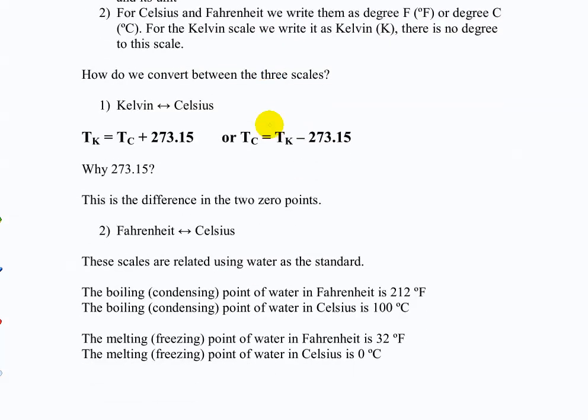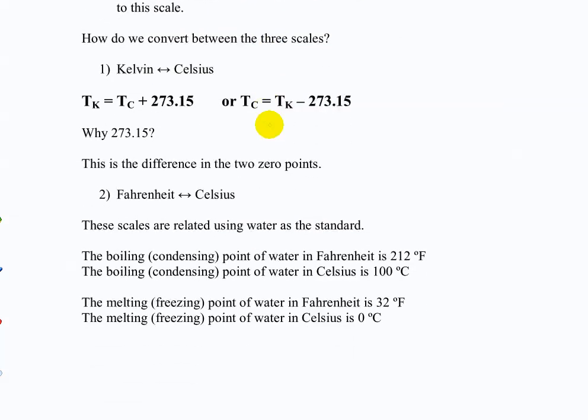Okay, the easy ones, and this number you do definitely have to know, is converting between Kelvin and Celsius. Kelvin is the same scale as Celsius, but offset by 273.15 degrees. And that's the distance between absolute zero and the temperature at which water freezes. So Celsius begins zero at water freezing. Kelvin begins zero at absolute zero.